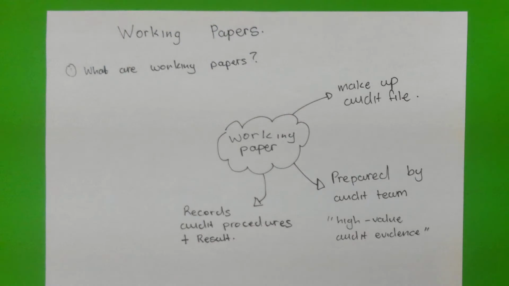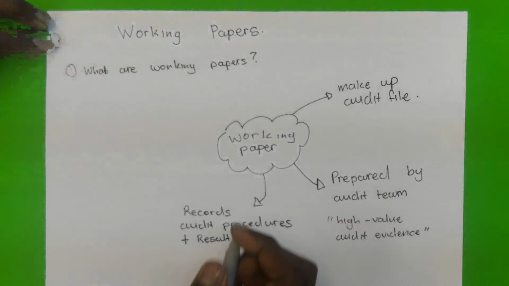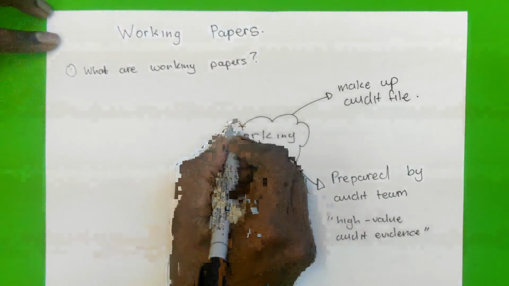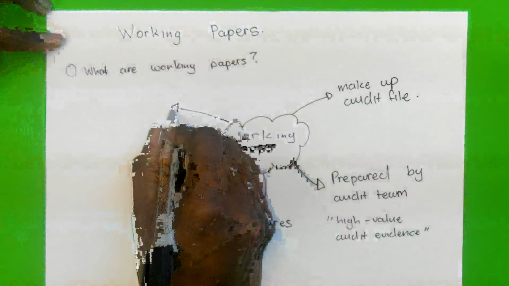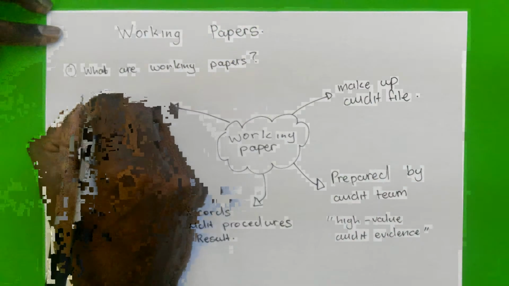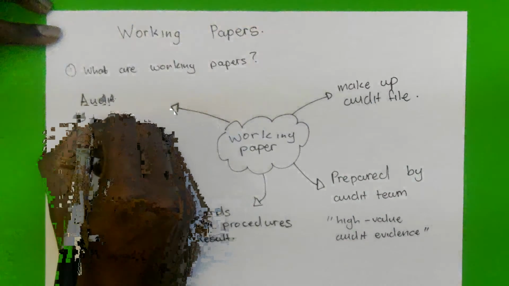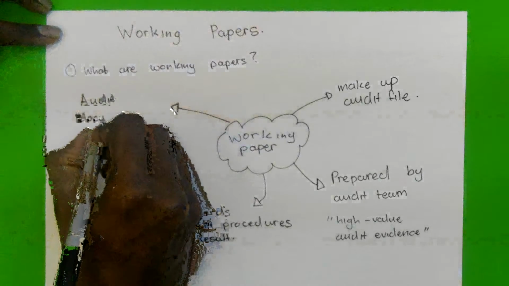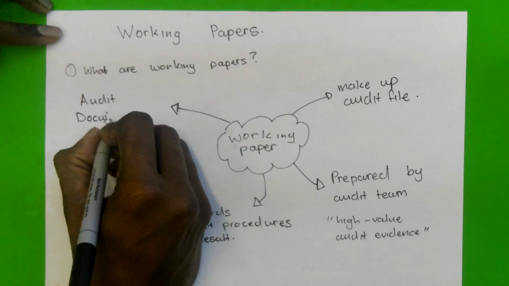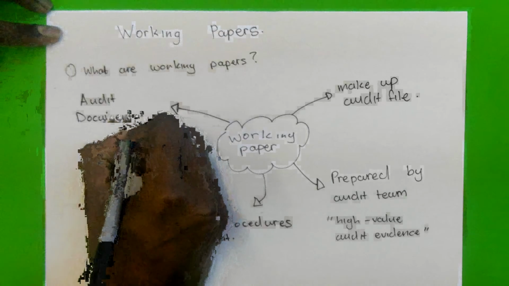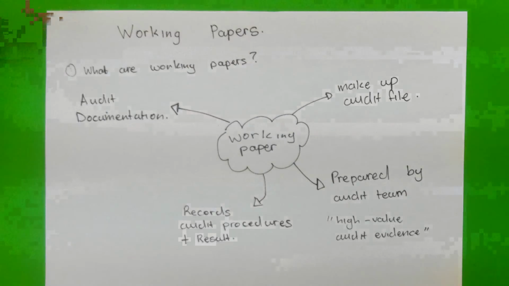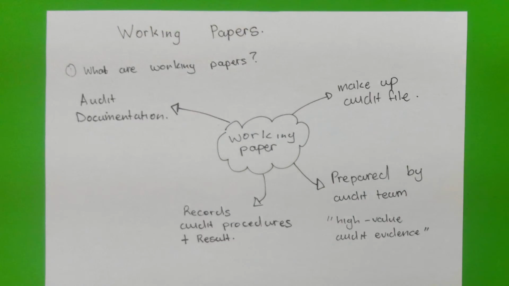What you will find is in the standard, they call audit working papers by a more professional sounding name, and the name that they call it is audit documentation. Okay, so that's what they call it in terms of the standard.